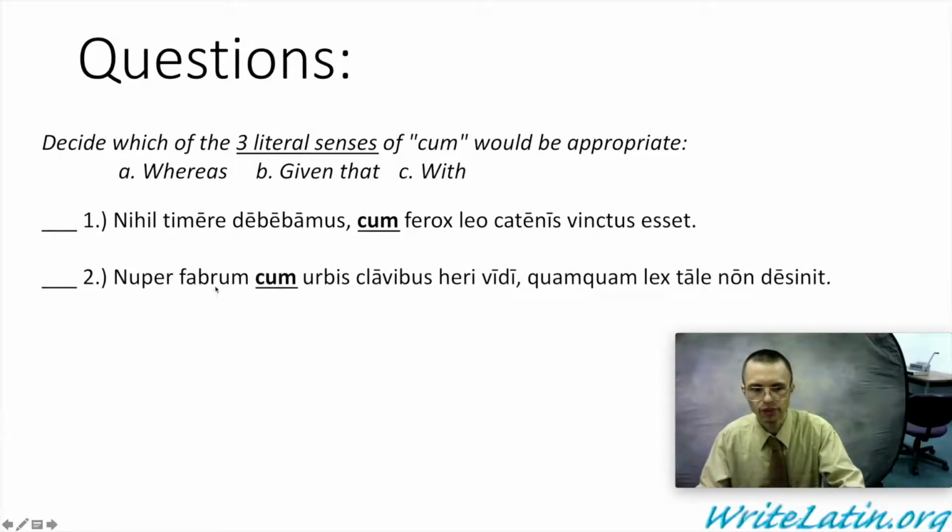Next one, nuper fabrum cum urbis clavibus heri vidi, quamquam lex tale non desinit. Now look at this. The comma is here. The cum is not at the start of a clause because you would expect it to be where the nuper is or where the quamquam is, introducing that whole clause. But it's right in the middle. What's that? Well, in this case, cum clavibus is just the phrase, with the keys of the city. So this is not a cum clause at all.